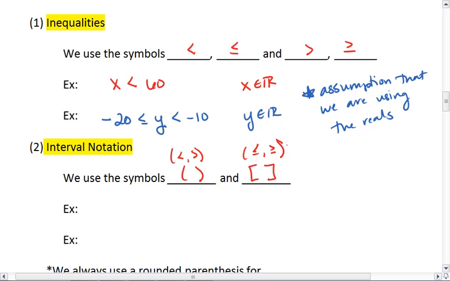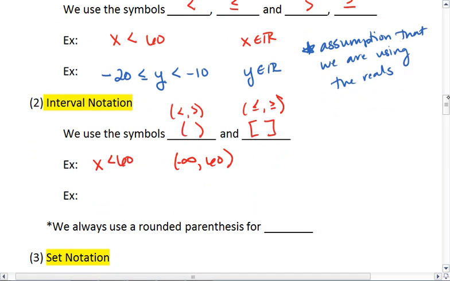So for example, if we wanted to say something equivalent to the fact that x is less than 60, we're going to take all the numbers from negative infinity to 60, but we are not going to include 60, so we're going to use this rounded bracket. And this tells us x can be any value from negative infinity to 60. We always use a rounded parentheses for positive or negative infinity.